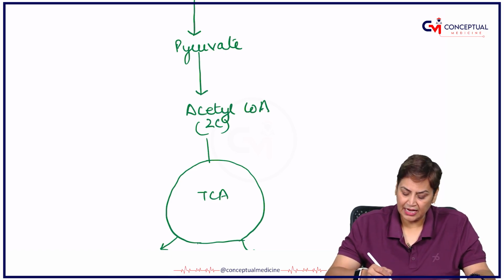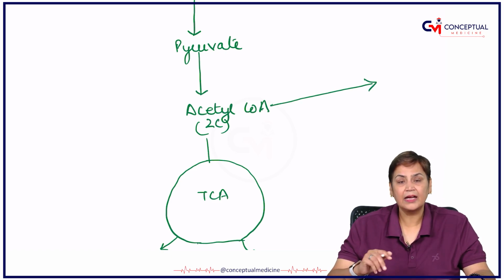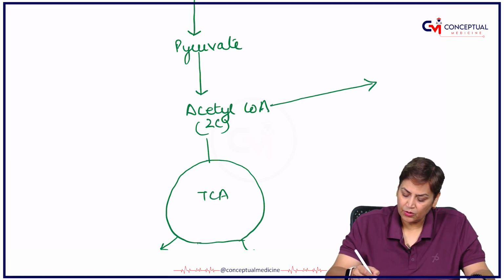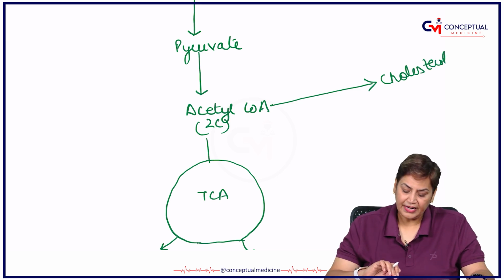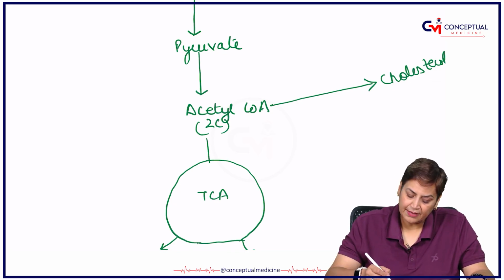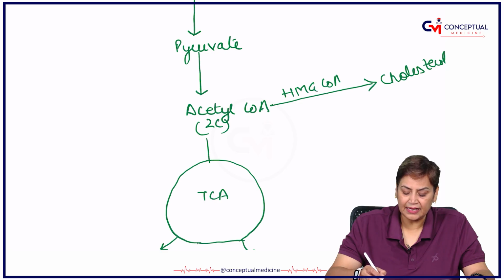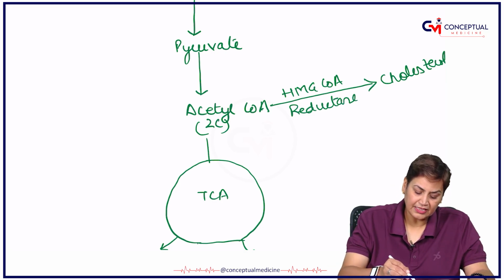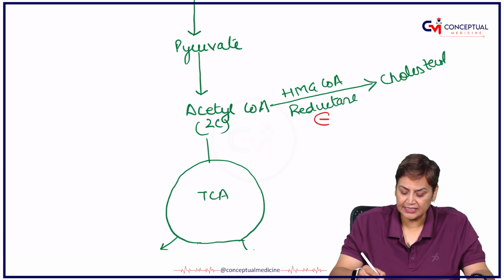Now this acetyl coenzyme A will be converted to form cholesterol. When acetyl coenzyme A is forming cholesterol, HMG-CoA reductase is the enzyme. And we know that this HMG-CoA reductase is inhibited by statins.